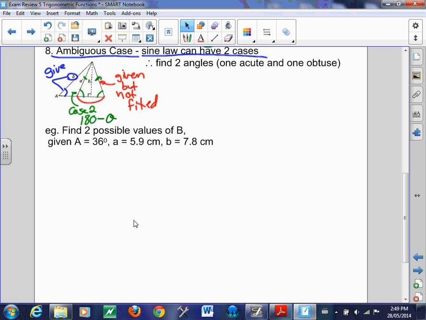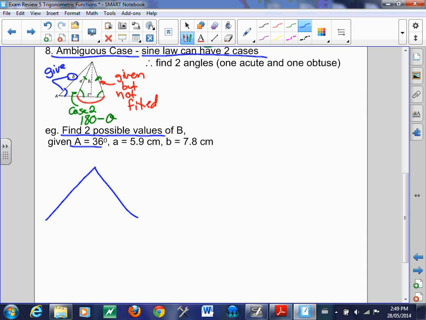All right, so here's an example. Find 2 possible values of B. Guess what? If it's going to be clear like that, you know you're looking at the ambiguous case. But let's take a look at how to set this up. First of all, we know we've got angle 36. I don't see any other angles that tell me it's a 90-degree triangle. So that's my fixed angle. So I know right now that angle A is 36 degrees. That's given and it's fixed.